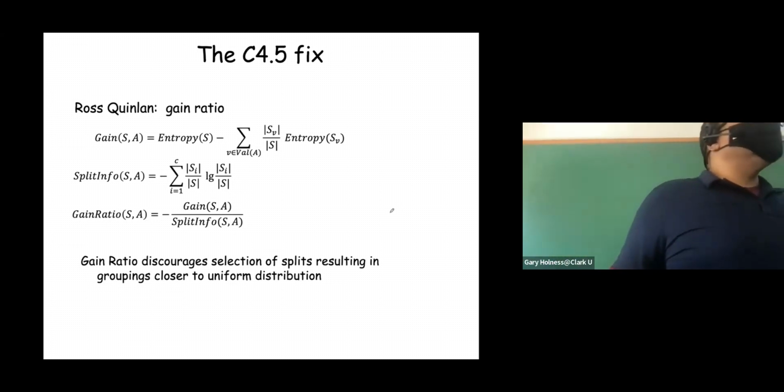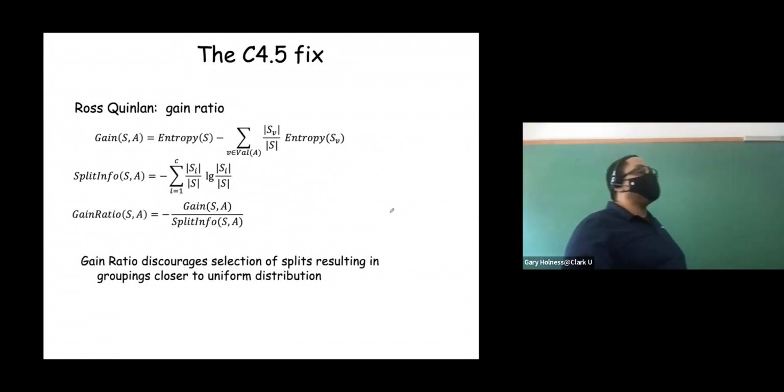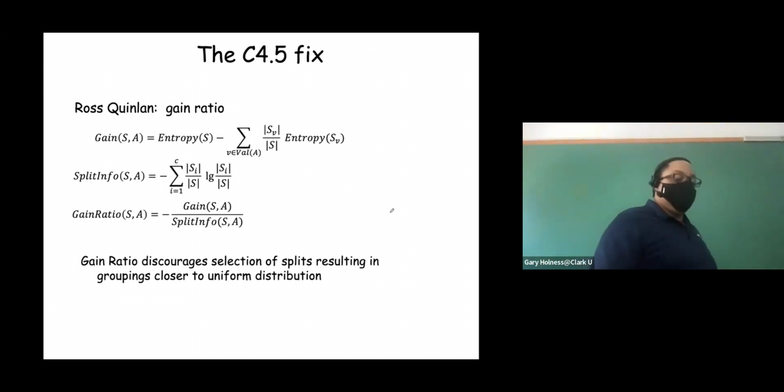Does that make sense? All right. Any questions? No? All right. And so this is the C4.5, and that was the version of decision trees that I showed you last time.